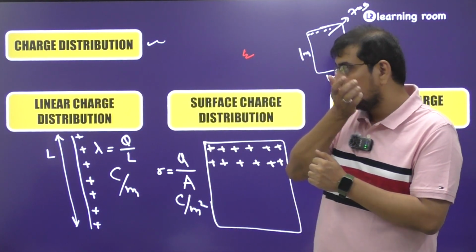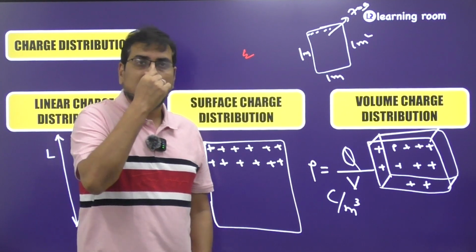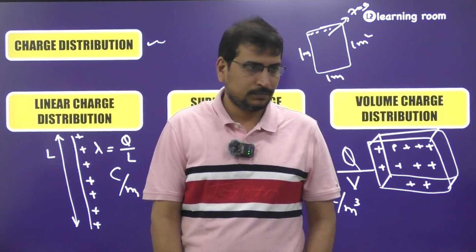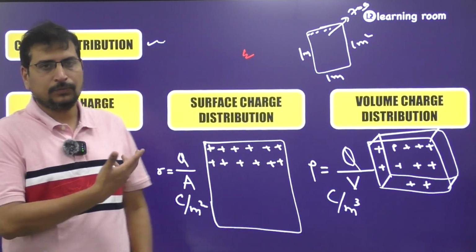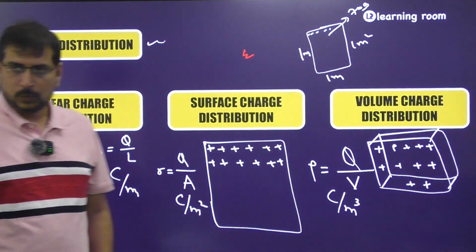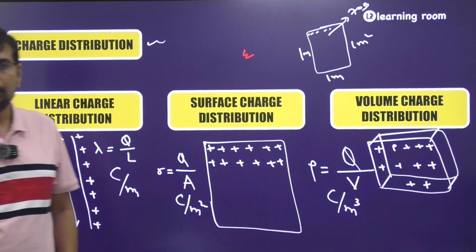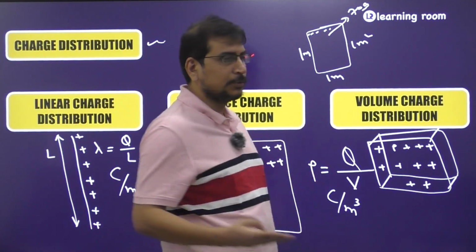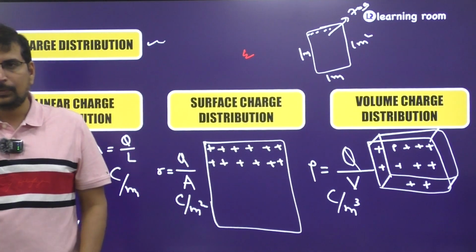Having said this, when you talk about the way the charges are arranged, charge distribution is basically classified into three types. One is called linear charge distribution, where linear refers to one dimension. Then you have surface charge distribution, which refers to two dimensions, and the volume charge distribution, which is confined to three dimensions. I hope it is clear, right?